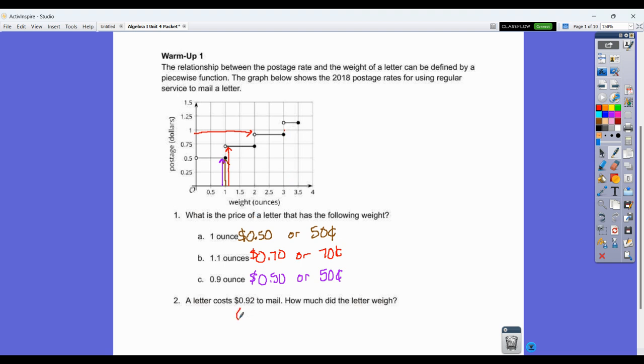So I can write that as an open bracket with a 2, 3, and then a closed bracket or the square bracket there. Or I can say that 2 is less than W, which is less than or equal to 3. So either one of those methods. You can also write that out and say between 2 and 3, inclusive of 3. Or both ways you can do that one. Okay, so that's our warm-up number 1.